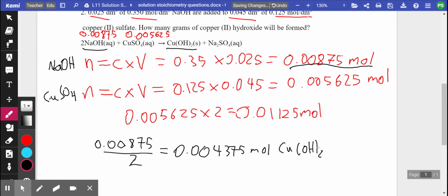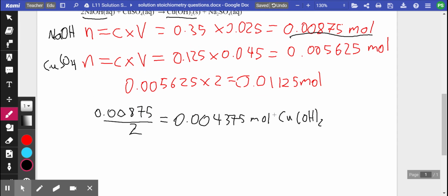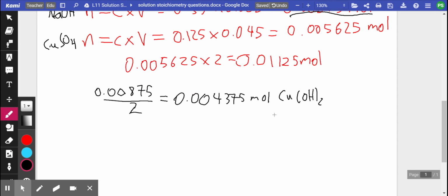Now, we need to use another equation. Whenever you want to find mass in chemistry, you use the following equation, which is moles is equal to mass over Mr. The Mr can be found by adding all the atomic masses of the elements in your formula. For our example, copper hydroxide. And now we want to find mass, so we rearrange the equation, n times Mr.